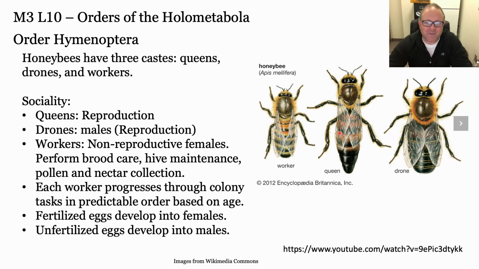If she runs out of eggs, she can lay an unfertilized egg, have a drone, and then mate with that male to have more workers. I know it sounds kind of bizarre and messy, but that's just the way things are. And I'll link this YouTube video to kind of check that out.